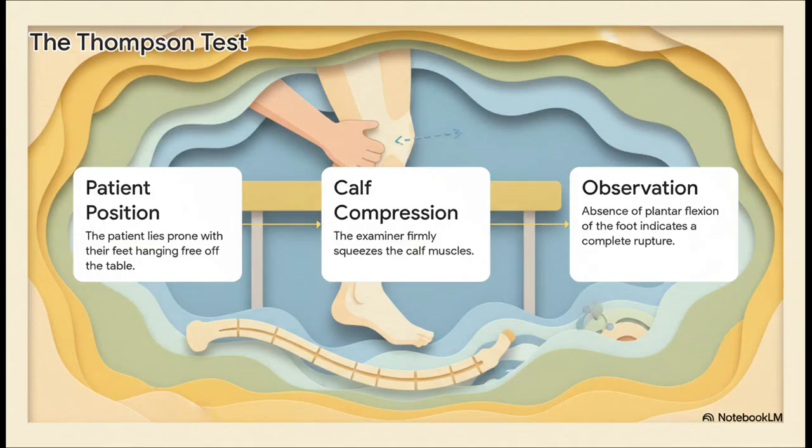The beauty of this test is its simplicity. You have the patient lie prone, feet hanging off the edge of the table. Then you, the examiner, just give the calf muscles a good squeeze. Now, if that tendon is intact, you'll see the foot passively plantar flex. It has to. But if that tendon is completely torn, the link is broken. You can squeeze that calf all day and you'll get nothing, no movement at the foot. That absence of plantar flexion, that's your positive sign. It's incredibly reliable and can often be more definitive than waiting around for imaging.